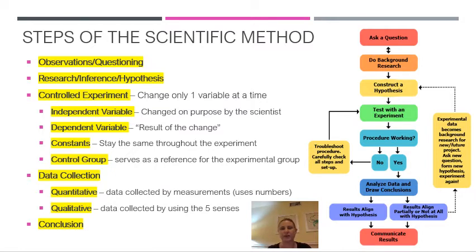So if we use this example, like I wanted to test the fact that fertilizer makes plants grow the tallest. Okay, so I think if I fertilize a bunch of plants, they're going to grow really super tall. So my independent variable is going to be the amount of fertilizer that I give to my plants. The dependent variable is going to be what I measure at the end, the plant height. The constants are going to be things that stay the same, and basically everything's going to stay the same.